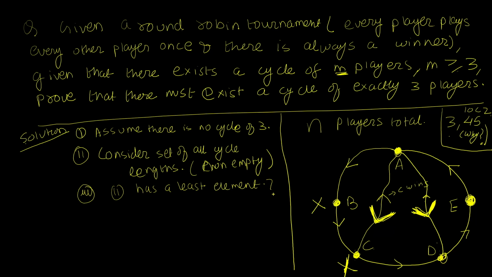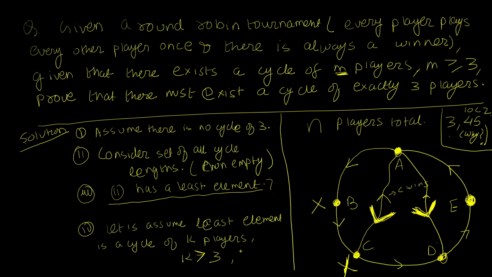Does this complete the proof? Obviously not, because I still need to prove that this cycle of least element has exactly 3 players. And I do not know that yet. So I'll assume that this element is a K cycle. So all we are saying here is if the cycle that the question gave us, the cycle with M players, is the only possible cycle in the entire thing, that will be my only cycle.